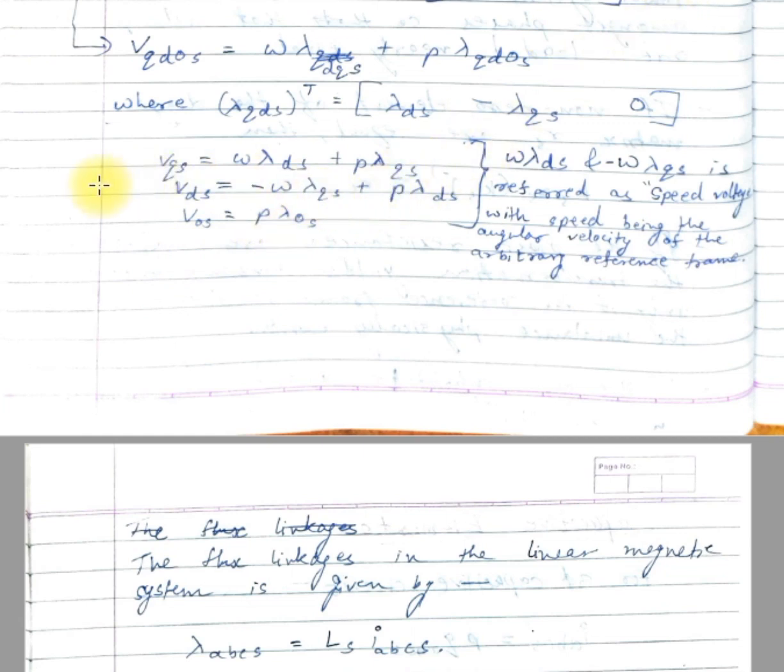So as seen in the VQS and VDS equations, the first terms in both the equations are based on the speed of the reference frame, or let's say the angular velocity of the arbitrary reference frame, and that is why these terms are also referred to as speed voltages. That means the first terms of the VQS and VDS would be 0 when my angular velocity is 0.